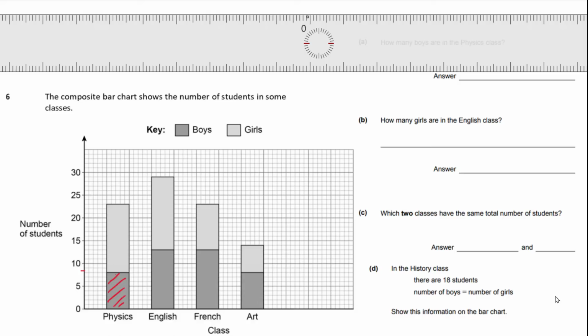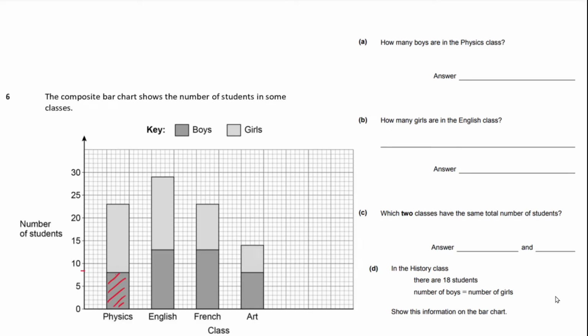So 5, and I've got 5 divisions between 5 and 10, so each one of those is going to be 1. So that's going to be a height of 8 then, isn't it? So there are 8 boys in the physics class. How many girls are there in the English class?